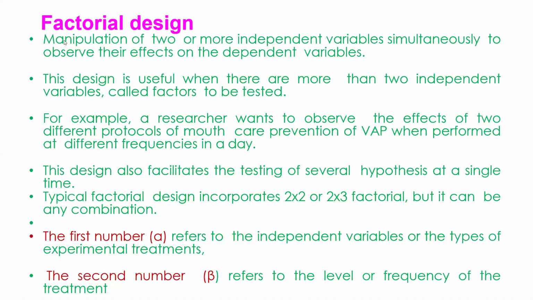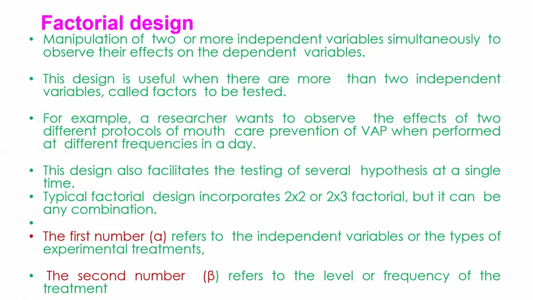Factorial design: the manipulation of two independent variables simultaneously to observe the effect on the dependent variable. This design is used when there are two or more independent variables, called factors, to be tested. For example, the researcher wants to observe the effect of two different protocols of mouth care for prevention of VAP when performed at different frequencies in a day.